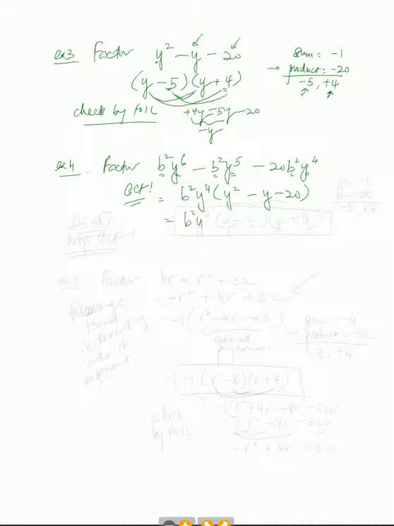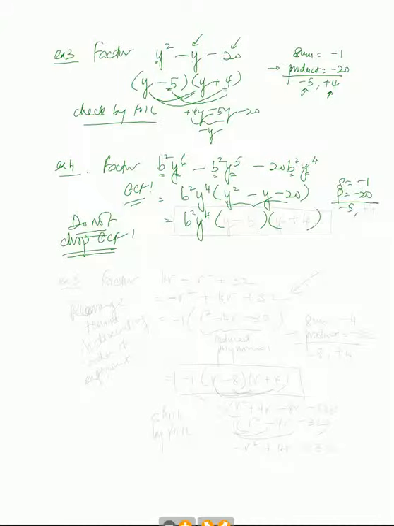So b squared y to the 4th is your GCF. Do not drop the GCF. Very important. Some students just throw it away. You can't throw it away, but what you can do is copy it and focus on the trinomial here. So we are looking for a sum of negative 1 and a product of negative 20.